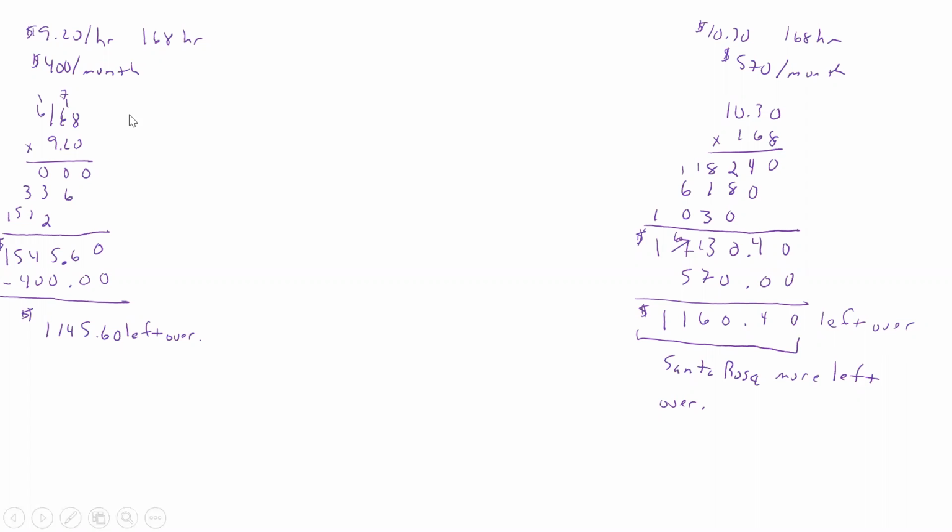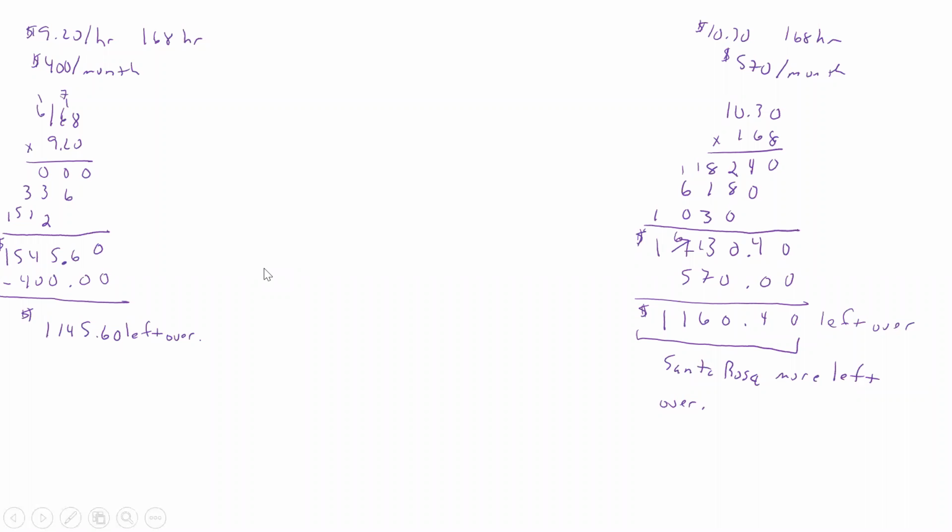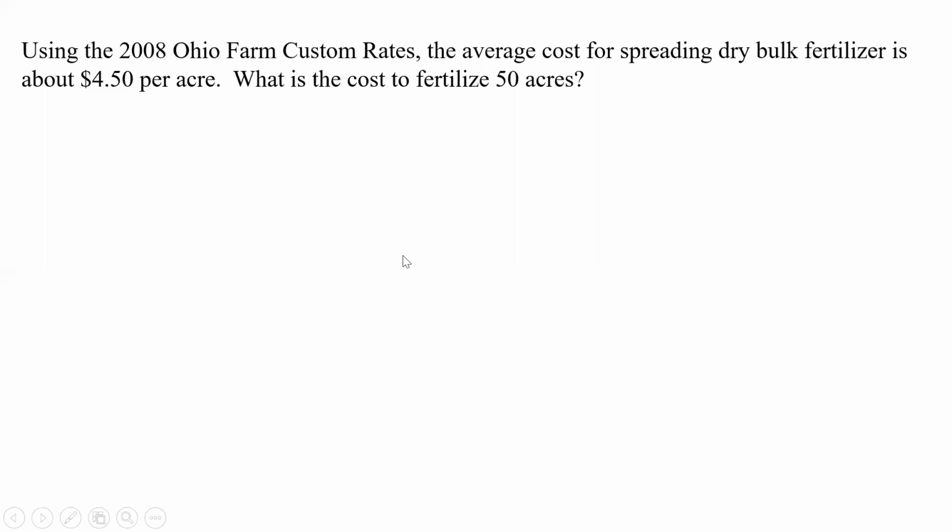All right, so those are how you're going to kind of solve problems where you are given a lot of information, and then you just have to kind of work your way through until you can answer all the questions. How about this one? Using 2008 Ohio farm custom rates, the average cost for spreading dry bulk fertilizer is about $4.50 per acre. What is the cost to fertilize 50 acres?